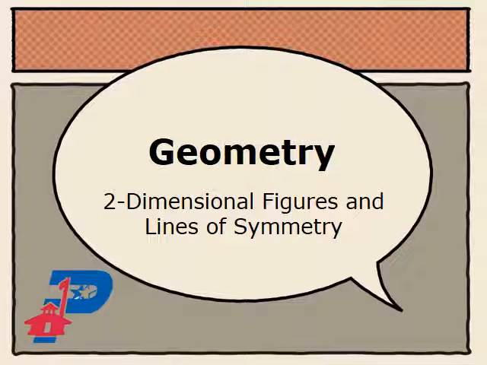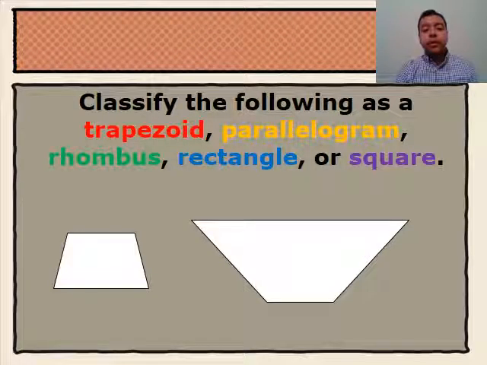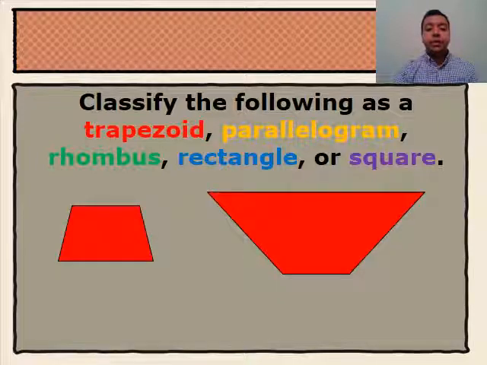Today, we will be classifying two-dimensional figures and identifying lines of symmetry. We'll first classify the following shapes as either trapezoid, parallelogram, rhombus, rectangle, or square. These are both examples of a trapezoid. We know that they're a trapezoid because they have four sides and only one pair of parallel lines.